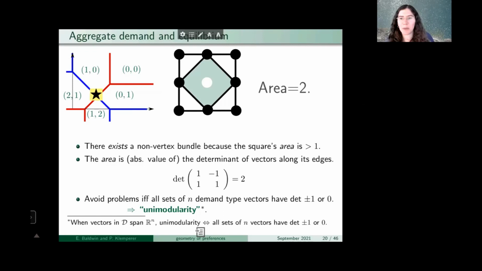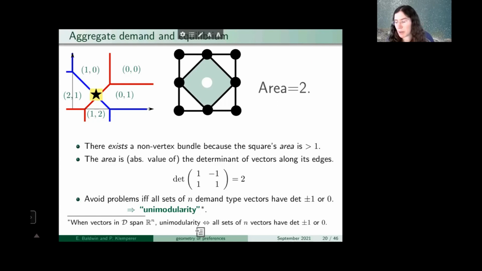Well, actually, it's because the area of the square is 2. And if you haven't come across this result before, you can play with some doodles on a piece of paper and convince yourself that in fact for a square like this, or a parallelepiped in general, if the area is n, then you're going to have n minus 1 bundles in the middle. So if the area is 1, then you're fine, but if the area is 2, then there's a bundle in the middle. If the area is 3, then there are 2 bundles in the middle, etc. So there exists a bundle there because the square's area is greater than 1.